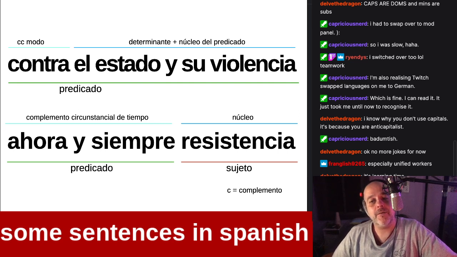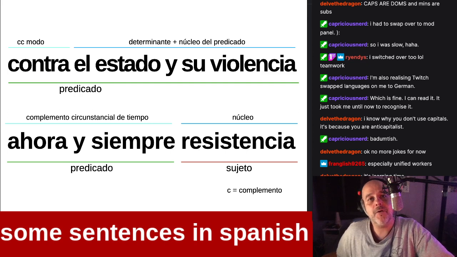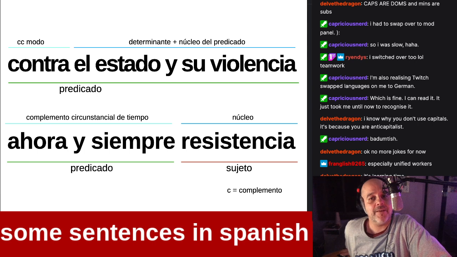Especially unified workers. Yeah, and even disabled people and people who are retired, we all need to be together against capitalists and the bourgeoisie, which are like the enemy.